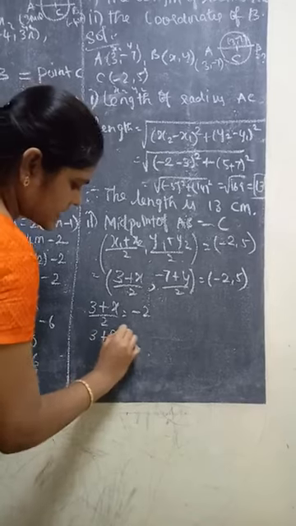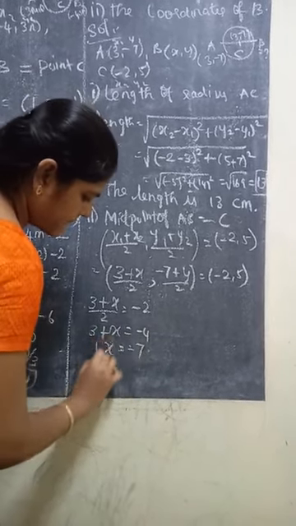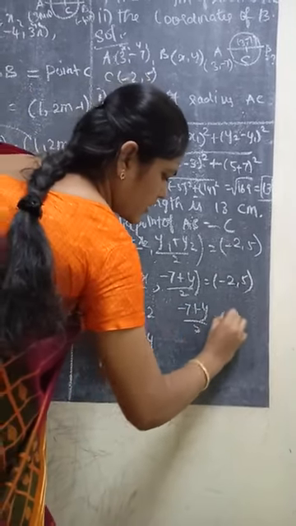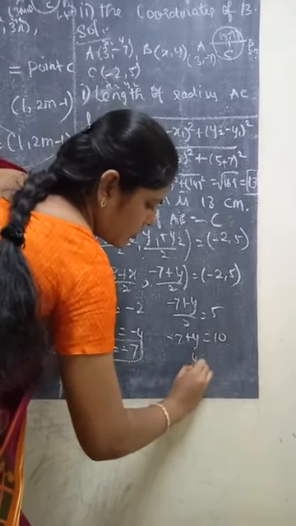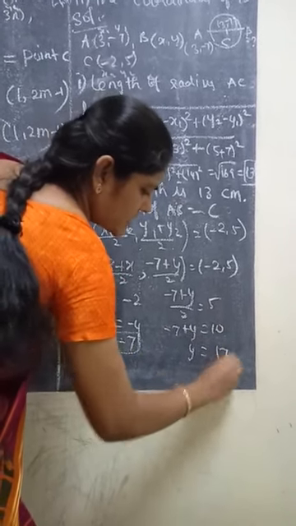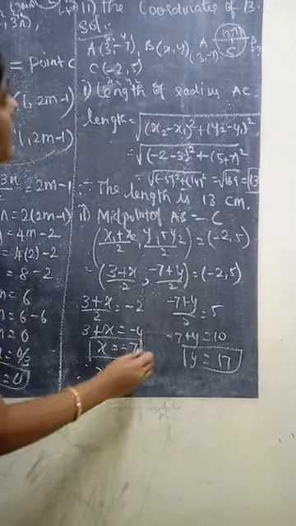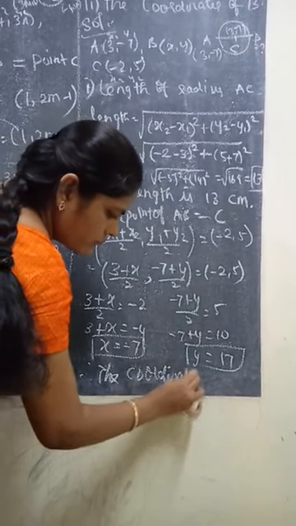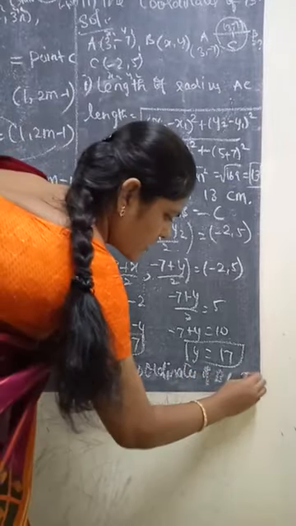So 3 + x equals -4. x equals -4 minus 3, which is -7. Here (-7 + y)/2 equals 5. So -7 + y equals 10. y equals 10 plus 7, 17. So therefore the coordinates of B is (-7, 17).